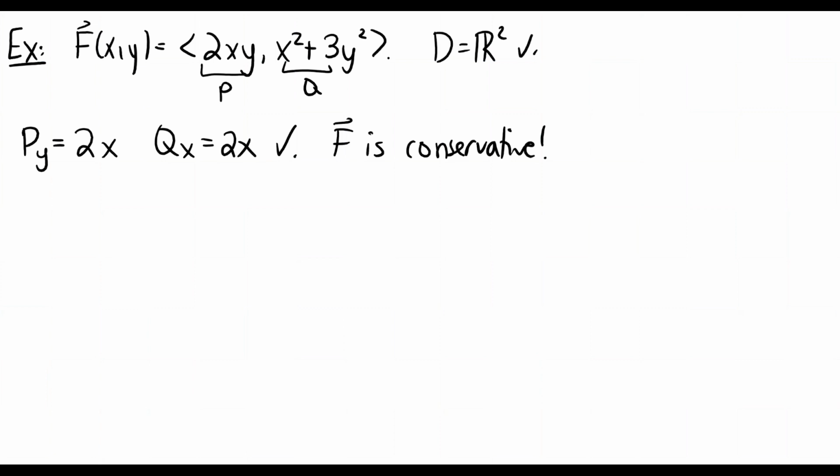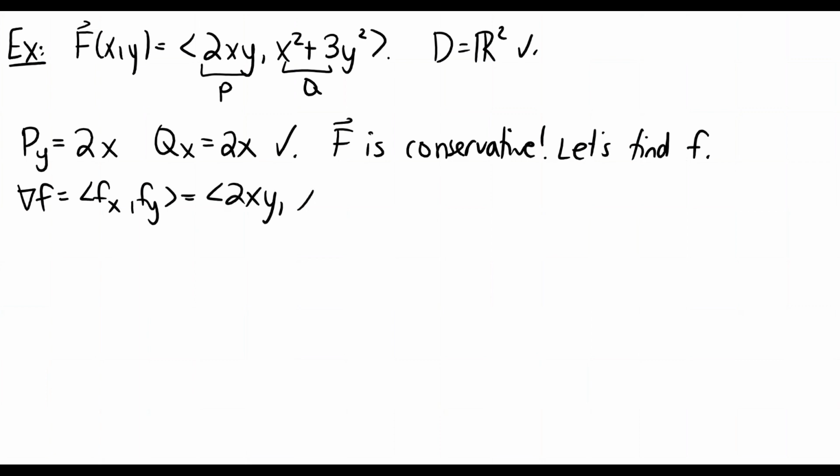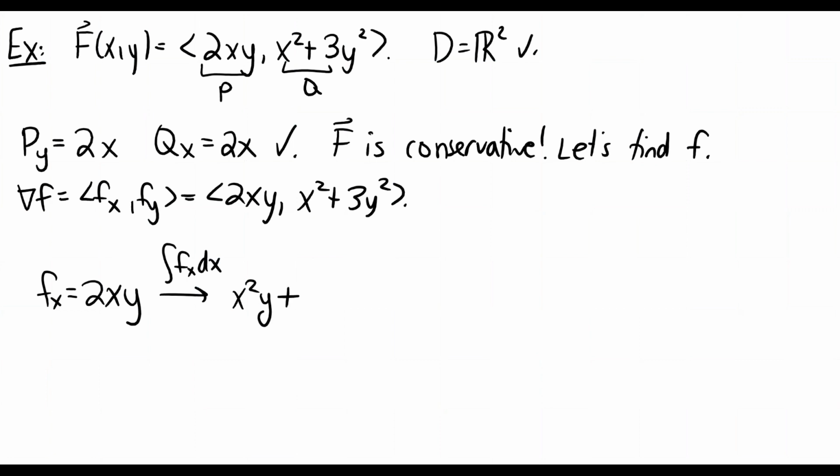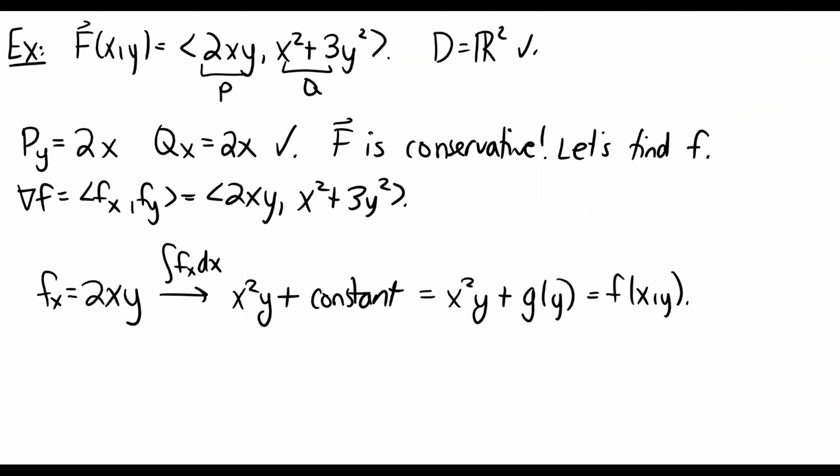So let's try to find little f. The gradient of little f is big F. So this means that the partial derivative of f with respect to x is P, and the partial derivative of f with respect to y is Q. Let's focus on f sub x, which equals 2xy. To get to f, we need to integrate this with respect to x. We get x squared times y plus a constant. But when taking partial derivatives with respect to x, anything with just y is considered constant. So our constant in this case is some unknown function in y called g of y.